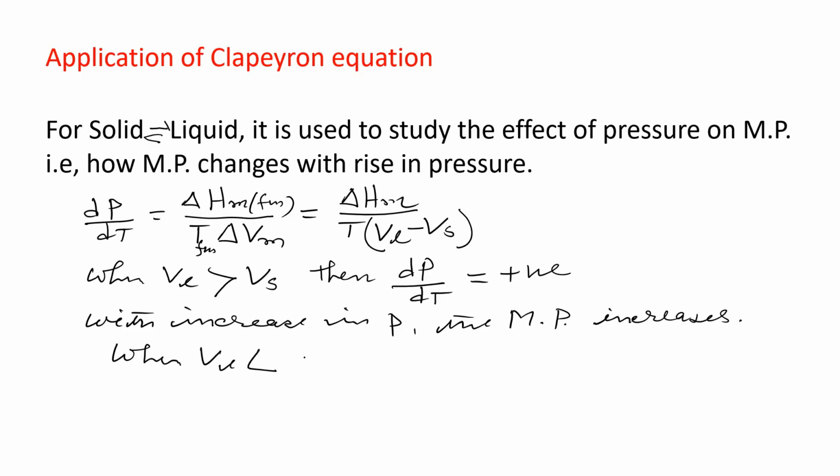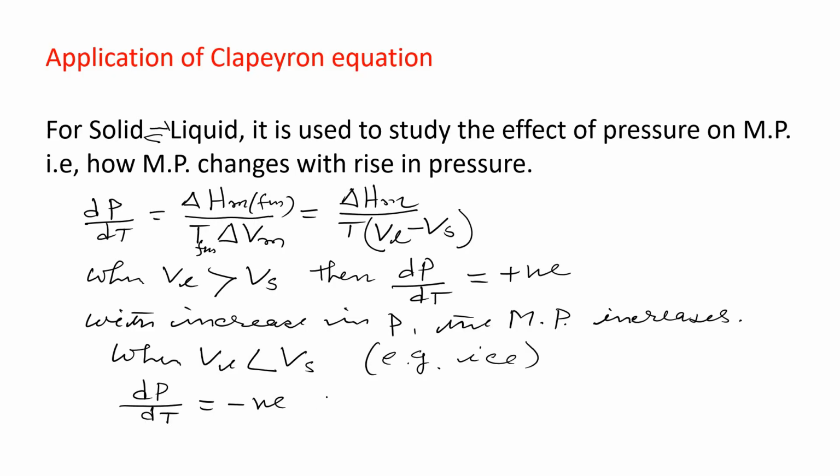Now when VL is less than Vs, say for example your ice, the volume of the ice is more. So this is ice. In that case, what will happen? If VL is less, then your dP by dt will be negative. If it is negative, that means if you increase the pressure, this should be negative, otherwise overall negative will not come. Then the melting point decreases.